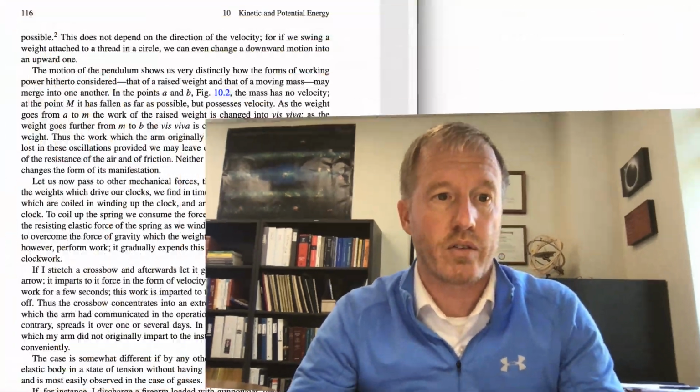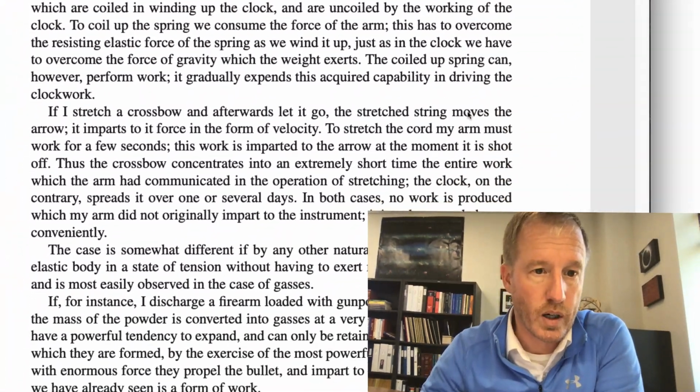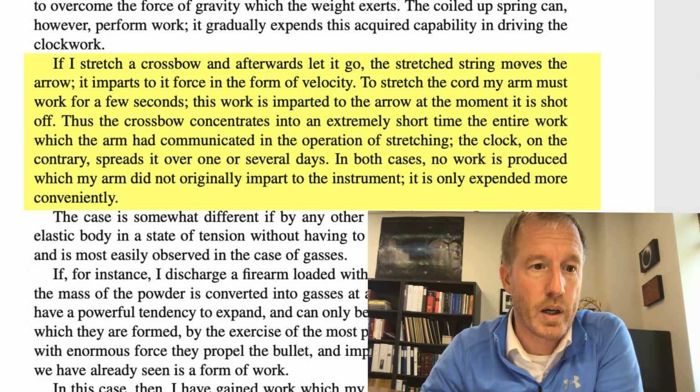Now, after having talked about the pendulum, Helmholtz also talks about other ways that potential energy can be stored apart from lifting an object upwards. The first example that he gives is the example of a drawn crossbow. And I believe this is on page 116. He says, "If I stretch a crossbow and afterwards let it go, the stretched string moves the arrow.